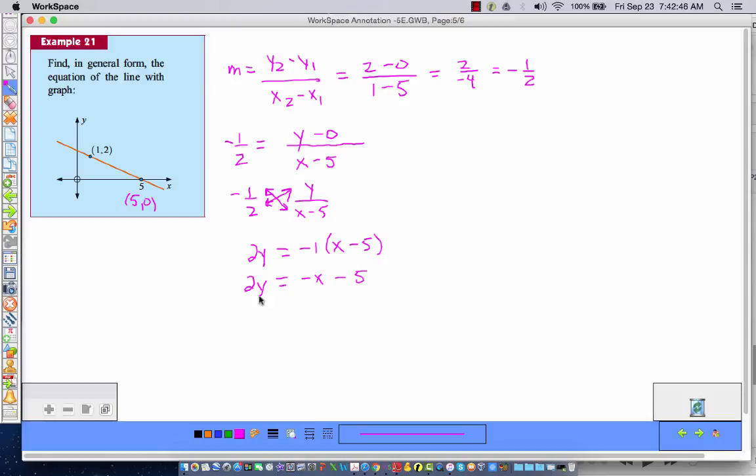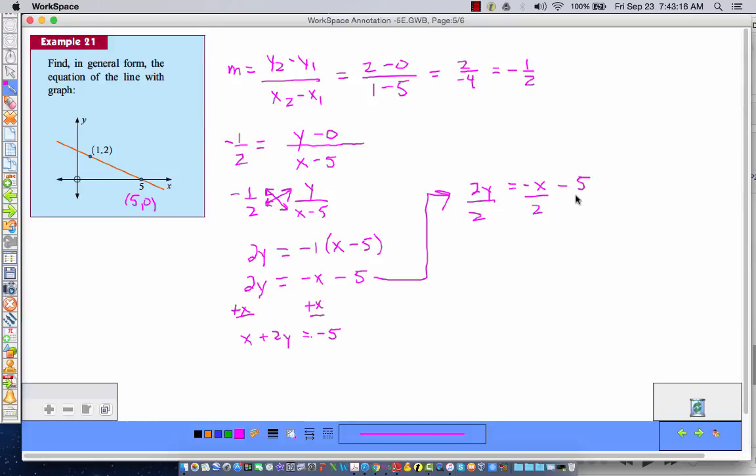And they want it in general form. So I'm going to add x to both sides. And I end up with x plus 2y equals negative 5. Now, from here, I did that just because they requested general form, but I also want to graph it to show you we get the same graph. So from here, I'm going to rewrite this step, and I'm going to put it in gradient intercept form so we can easily graph it.